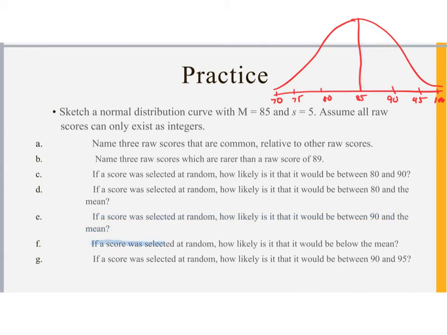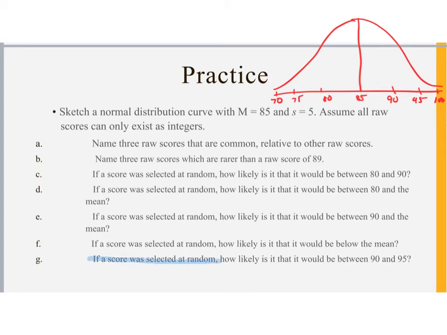If a score is selected at random, how likely is it that it would be from below the mean? I'm going to sketch, now shade, then solve. When I shade this area, I see that it's half of my graph. So the corresponding area below the mean is 50%. So the chance of grabbing a score from below the mean at random is 50%. Similarly, the chance of grabbing a score at random above the mean is also 50%.